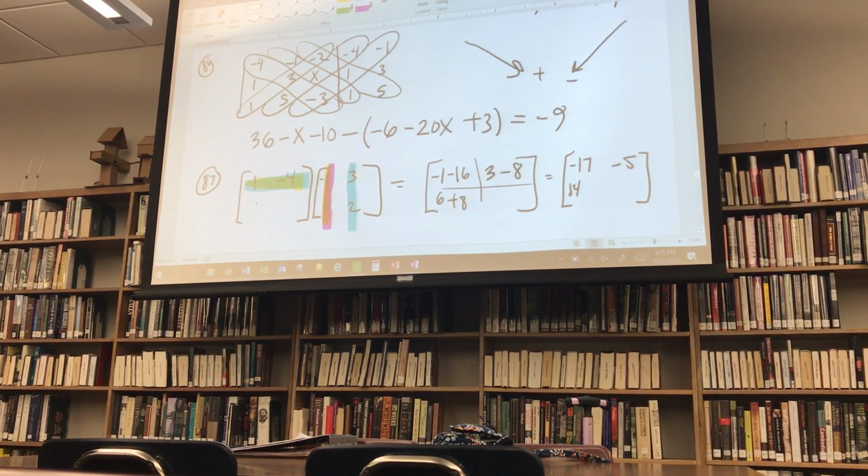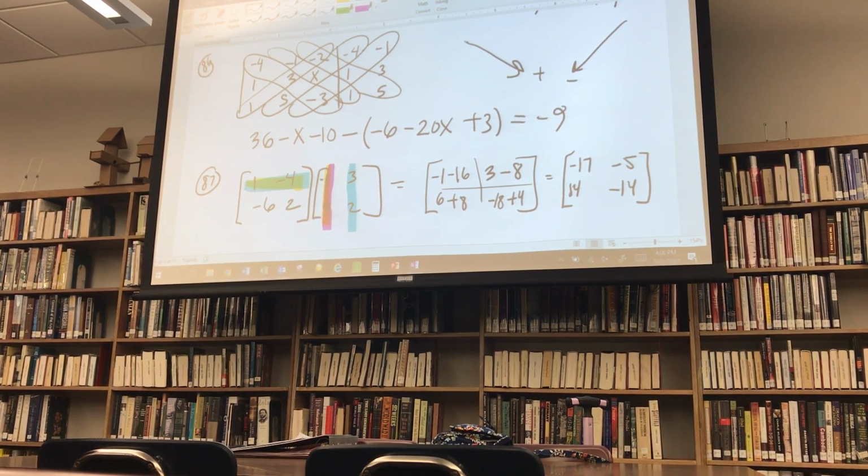What was there? Negative 6 and 2? Okay, so last row, last column, which is going to be negative 18 plus 4, so negative 14. Okay? And then 88 works the same way, except for that now I've got a 2 by 2 times a 2 by 3, which is going to make what size? 2 by 3. And it's going to be negative 4 and 2 going with negative 4 and 2. So like the upper left-hand corner is going to be 16 plus 4.